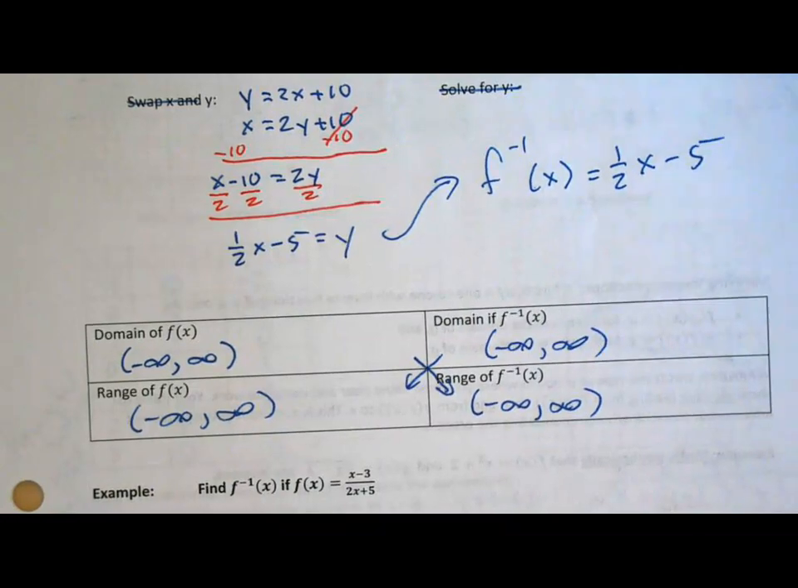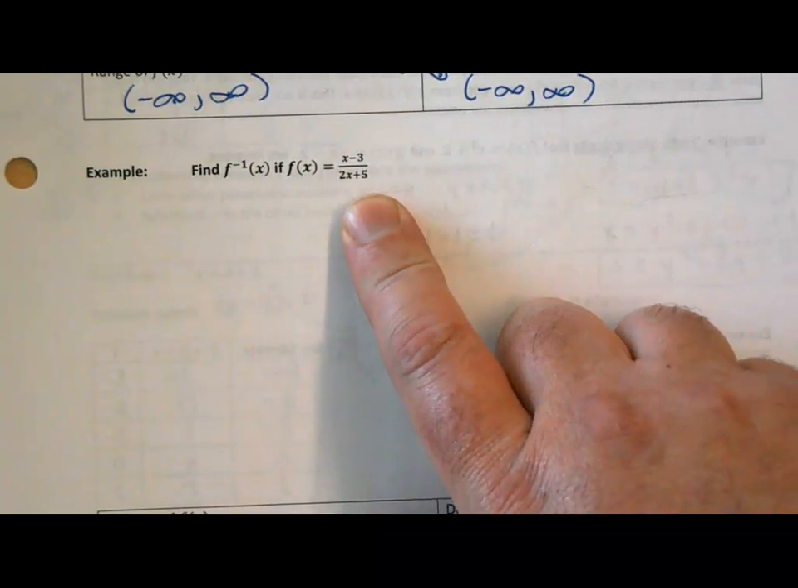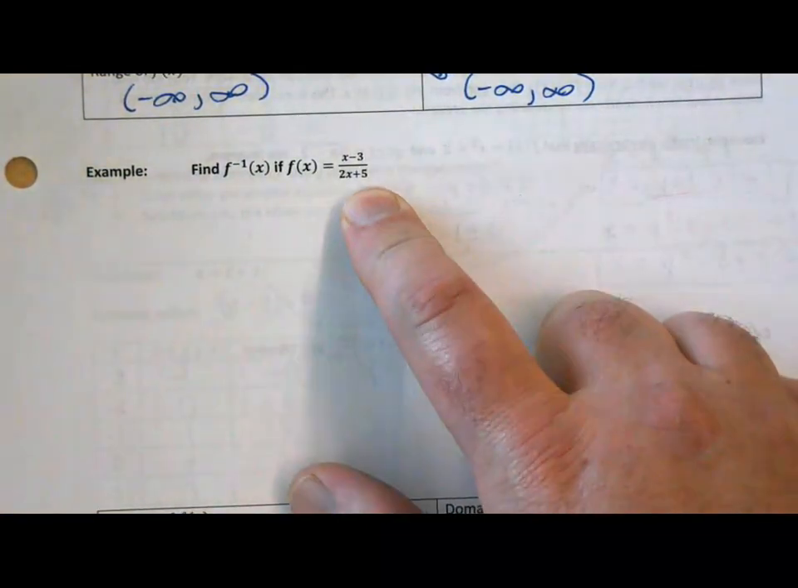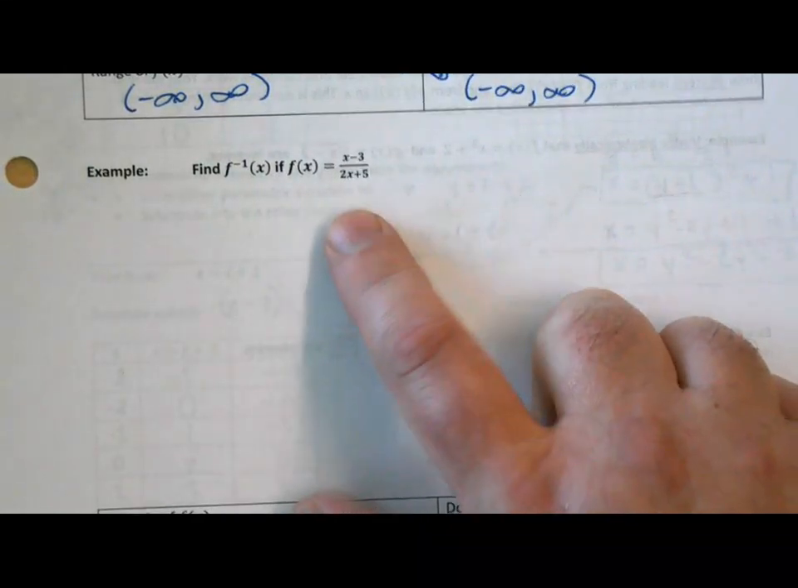All right, let's do another one. Oh, this one looks fun. Look, that's a rational function. So this one's going to be a little bit more fun. And it's got x's in a couple different places. I'm getting excited. This will be good.